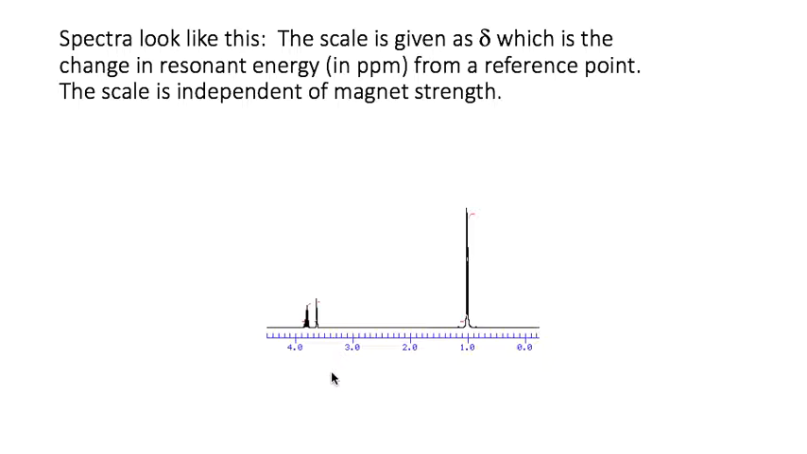But with a big magnet, we would get better resolution. So we would be able to zoom in closer and see more details, but we would still see the peaks at the same place. That's very helpful because we want to be able to compare data from different machines.